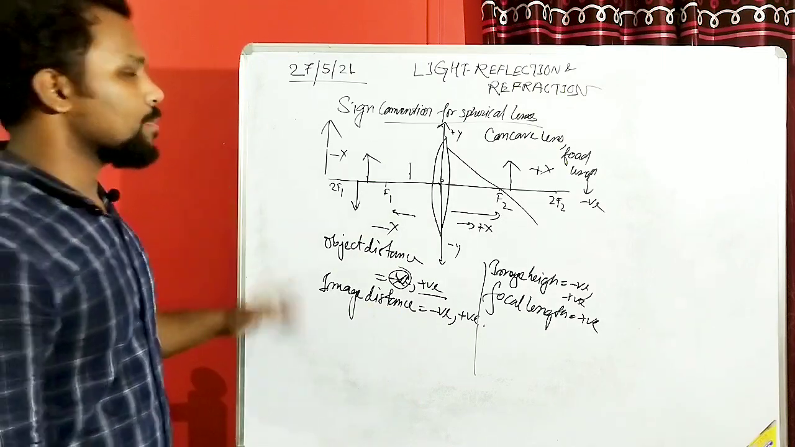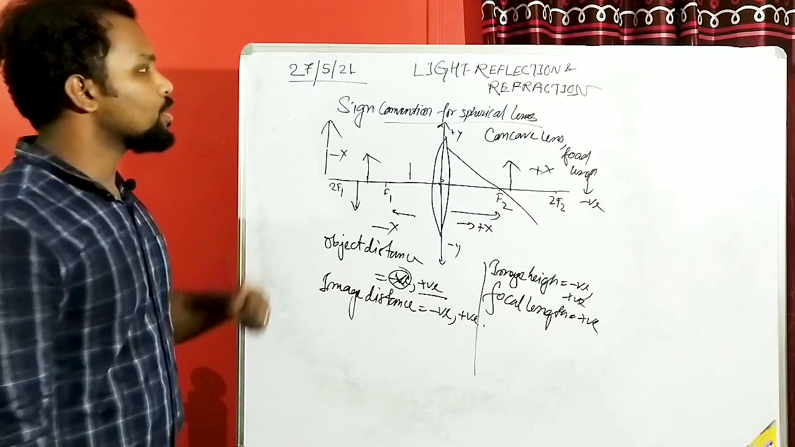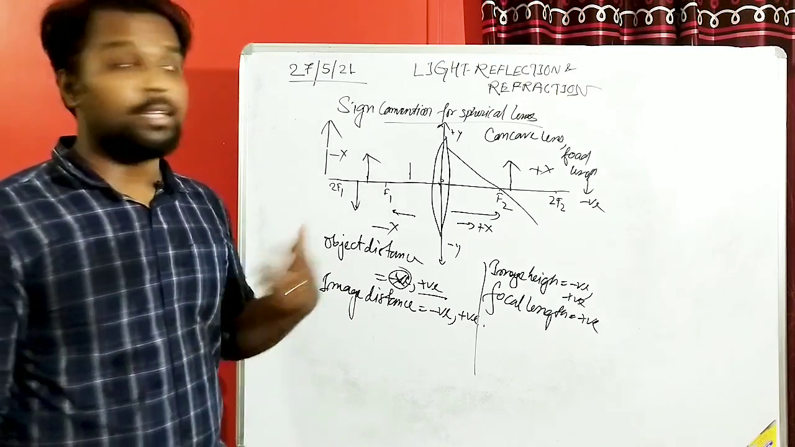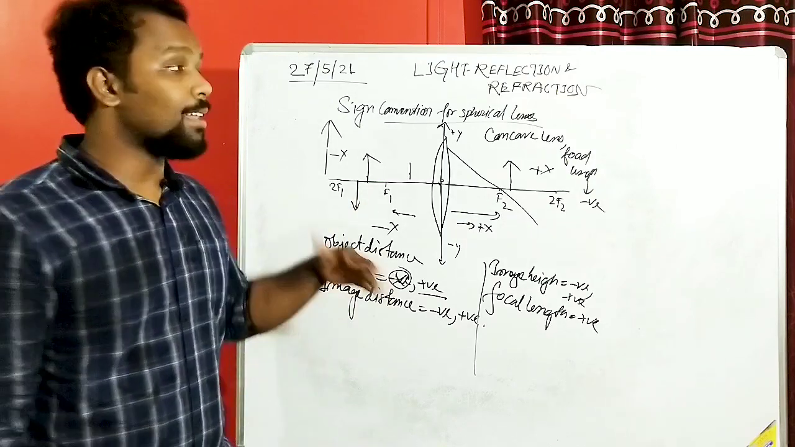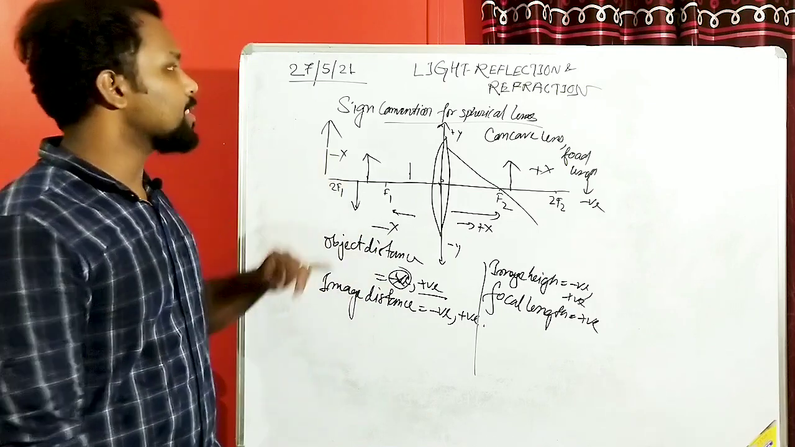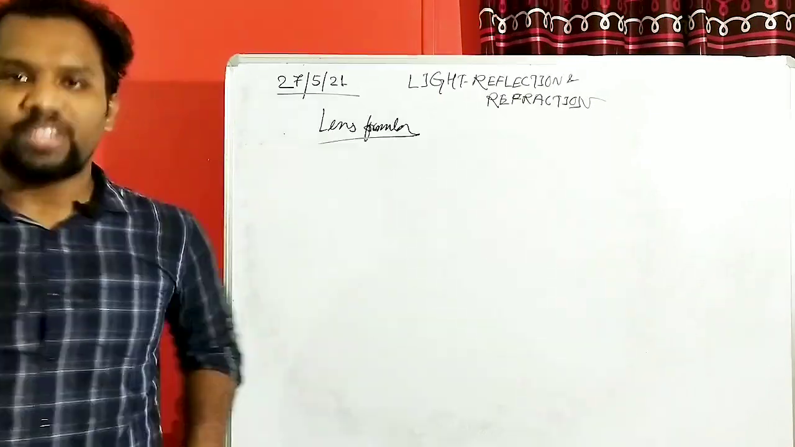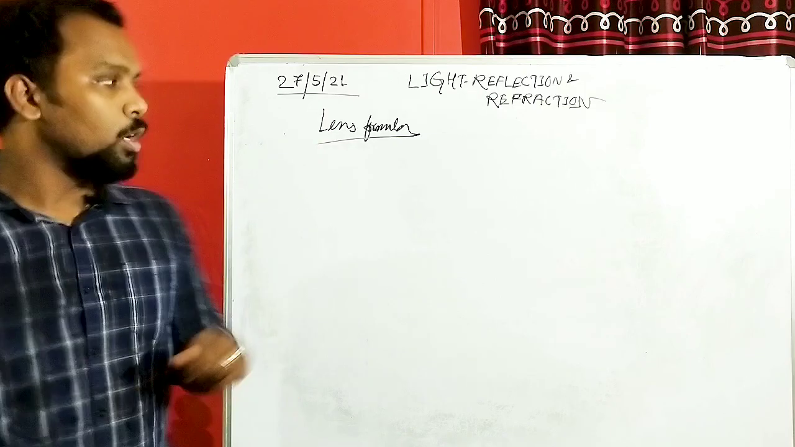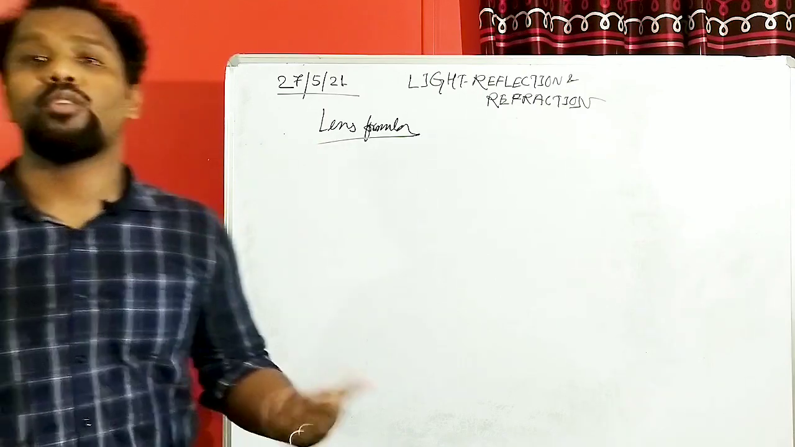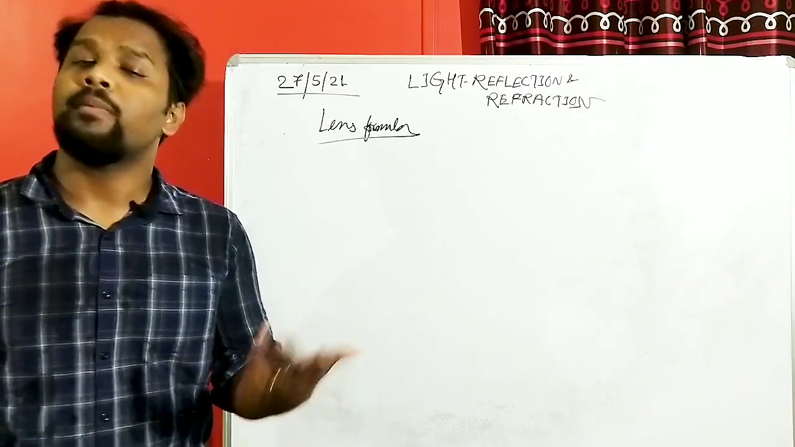Now we have understood the sign convention. Then we will check the magnification formula, but first we will discuss the lens formula. What is this lens formula actually giving? What about the mirror formula? In the case of the mirror, we got the mirror formula.